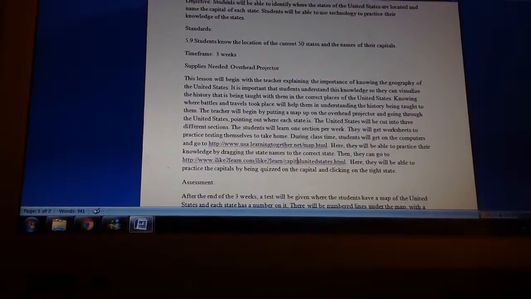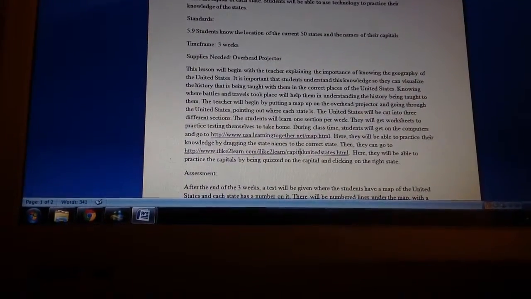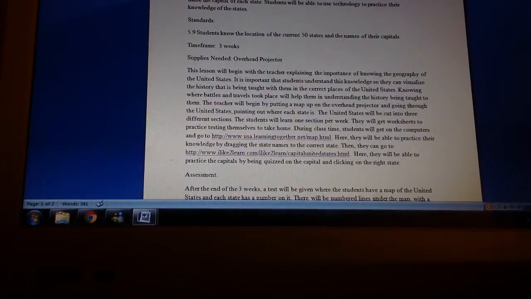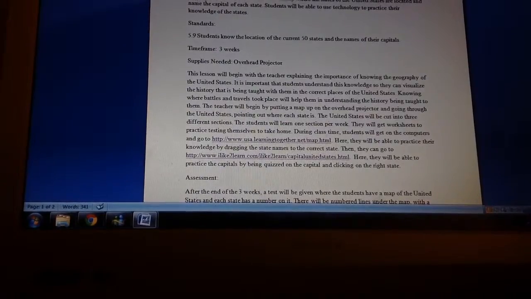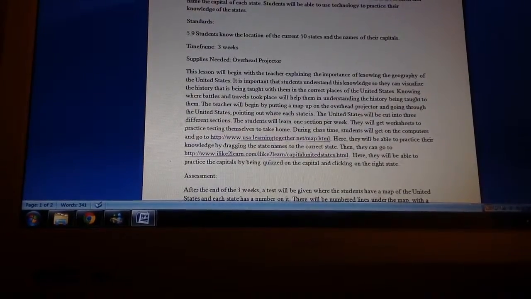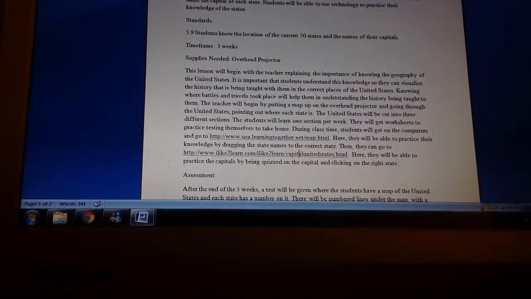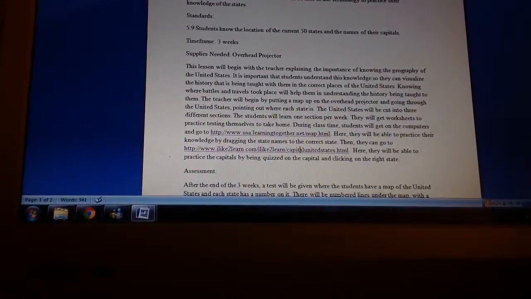explaining the importance of knowing the geography of the United States. It is important that students understand this knowledge so that they can visualize the history that is being taught in the correct places of the United States. Knowing where battles and travels took place will help them in understanding the history being taught to them.